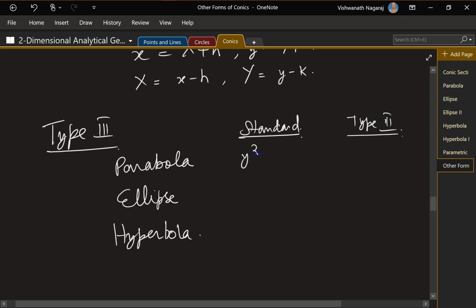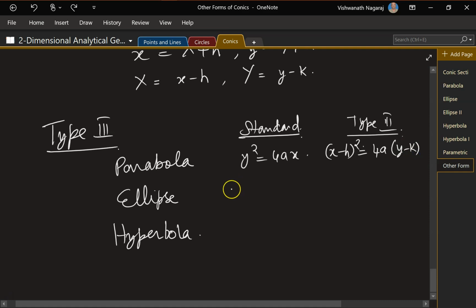Standard form is y square is equal to 4ax. Here it is not only interchange the x and y's, but they are away from the origin. So x minus h square, see, instead of y minus k, we are saying x minus h square is equal to 4a and y minus k.